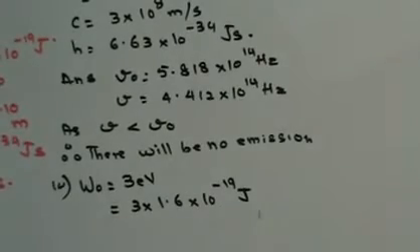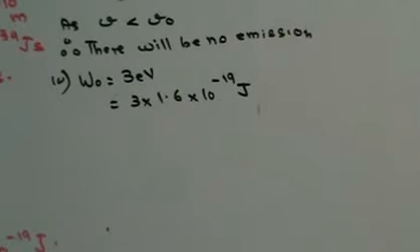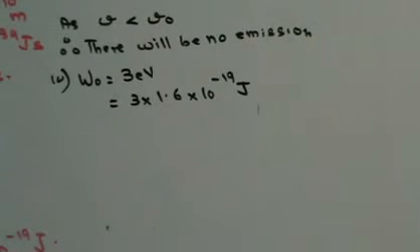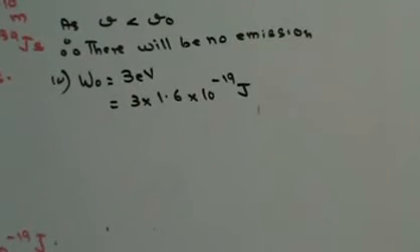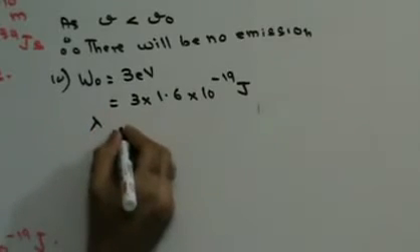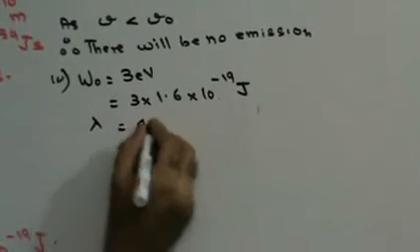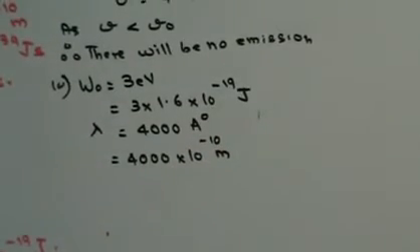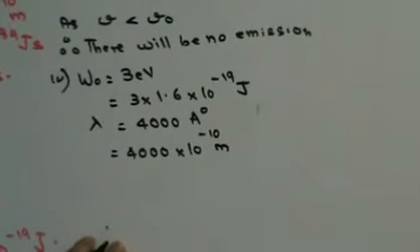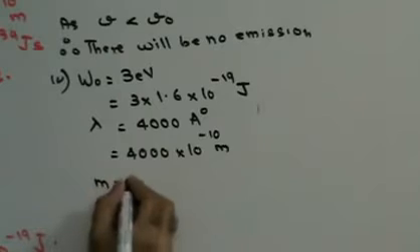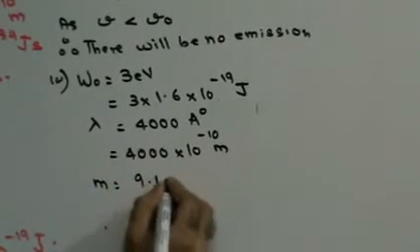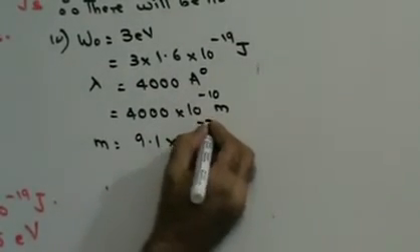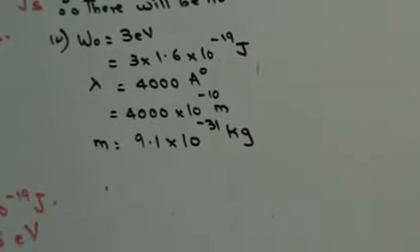Find the maximum kinetic energy and maximum speed of photoelectrons when a light of 4000 Armstrong units is incident on the metal surface, if the mass of the electron is 9.1 into 10 raised to minus 31 kgs.